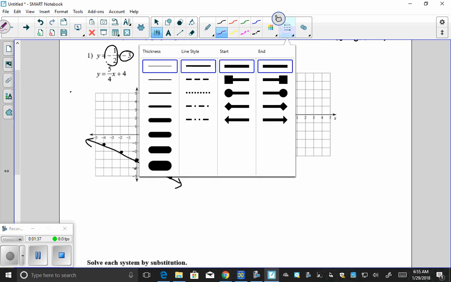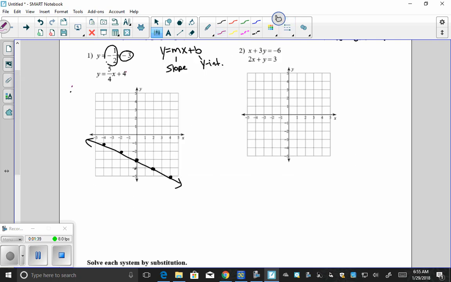For my second line, I'm going to start at +4. So I'm going to put a point at +4. And I'm going to go up 5, right 4. Well, I have no room to go up 5, so I have to go the other way. So I have to go down 5, 1, 2, 3, 4, 5. Left 4. 1, 2, 3, 4. And I don't have any more room, so I'm just going to connect my points.